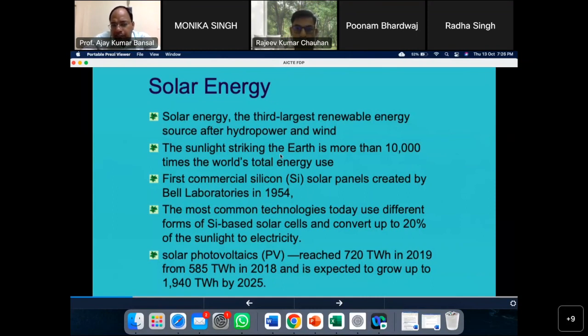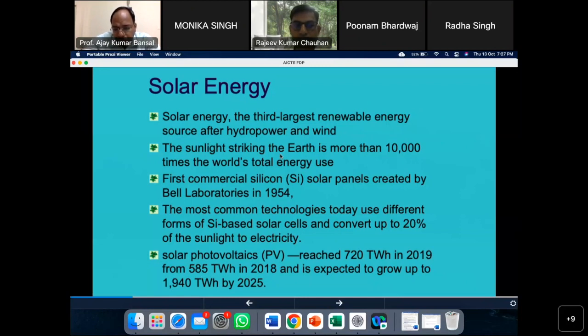The sunlight which strikes the earth is more than 10,000 times the world's total energy use. So you can think of it: if we are able to convert only 10% of the energy available from sunlight, it will be 1%, and it will be sufficient to generate the total electrical energy required by the whole world.